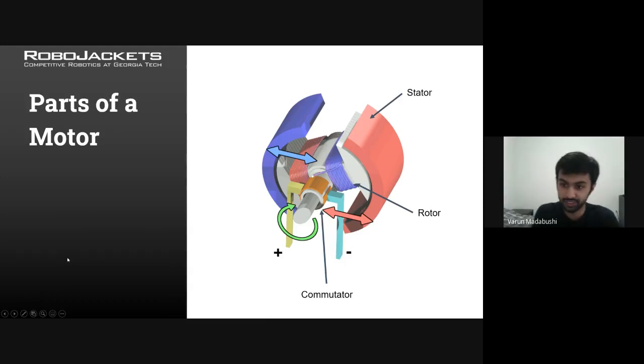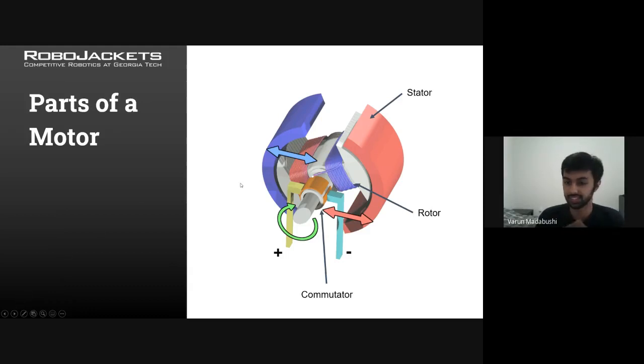So I briefly alluded to it, but here are the three main parts of a motor. You have the commutator, which is that sliding contact that I mentioned before. You have the stator, which is the magnetic field, or the permanent magnet which generates the magnetic field. And lastly, you have the rotor, which is the inner part, which has the coils wound around it.